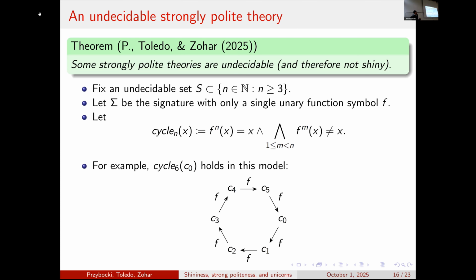Okay, so just as an example, if we have a model like this, where, for example, f of c0 is c1 and f of c1 is c2, and so on, then cycle_6 of c0 holds in this model. And in fact, cycle_6 of c1 also holds, for example. So it's just saying that it belongs to a cycle of length 6.